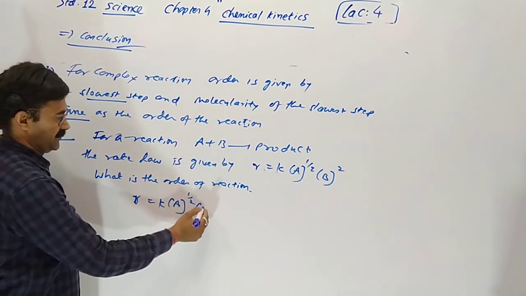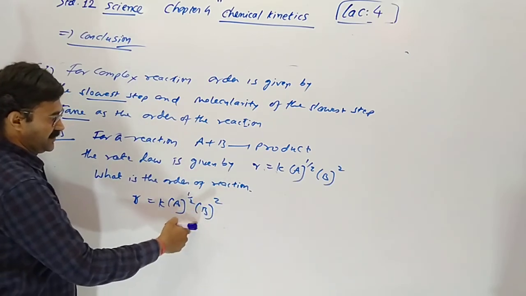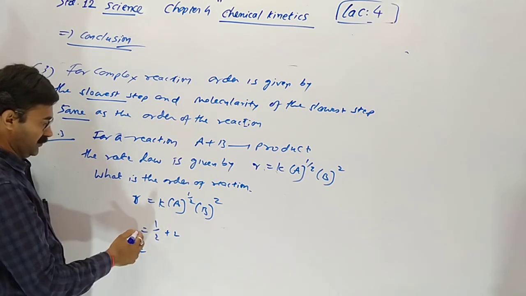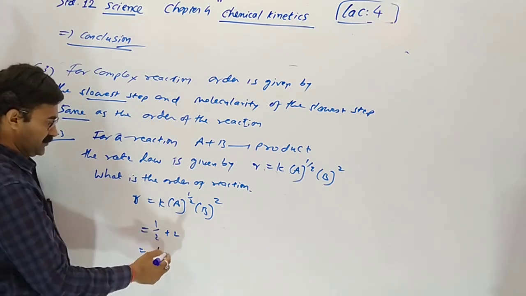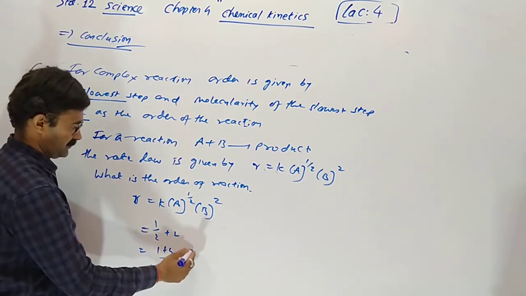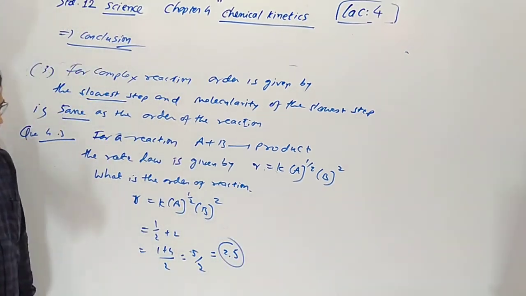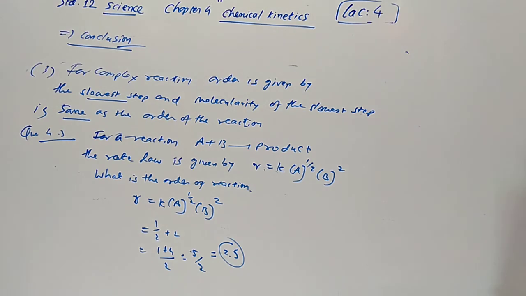With respect to A, it is 1 half. With respect to B it is 2. So 1 half plus 2. So the overall order of the reaction is 5 by 2, so 2.5. The order of the reaction is 2.5.